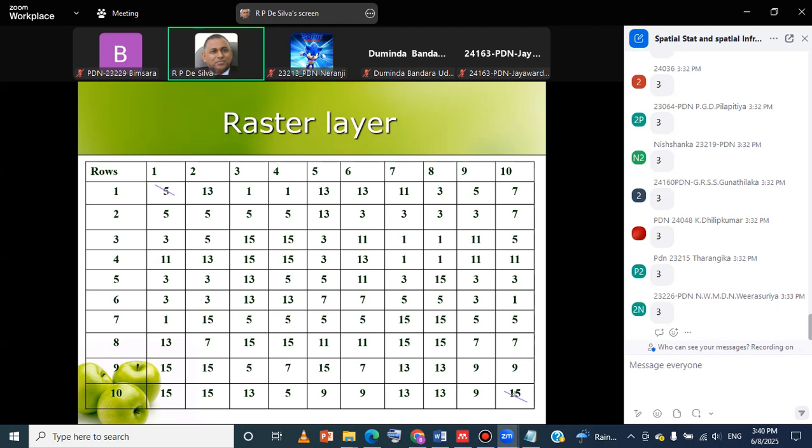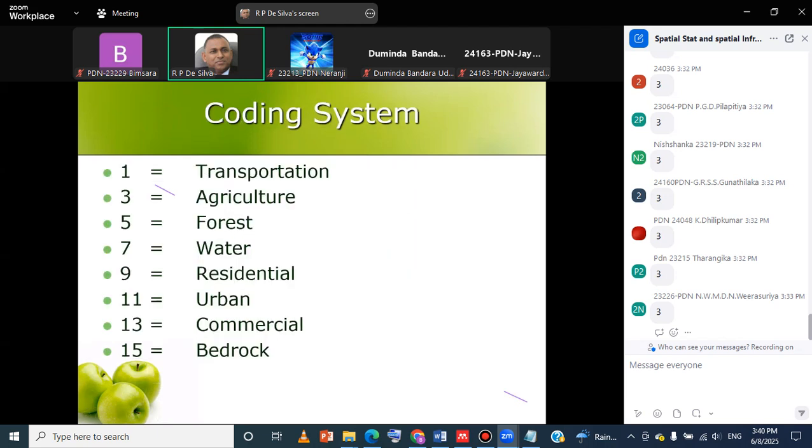Now, I give you some more data. You don't have the cost now. You have only the land use coding, right? You don't have the cost function. What you have is basically the coding system. It doesn't show you the cost. Cost is different.